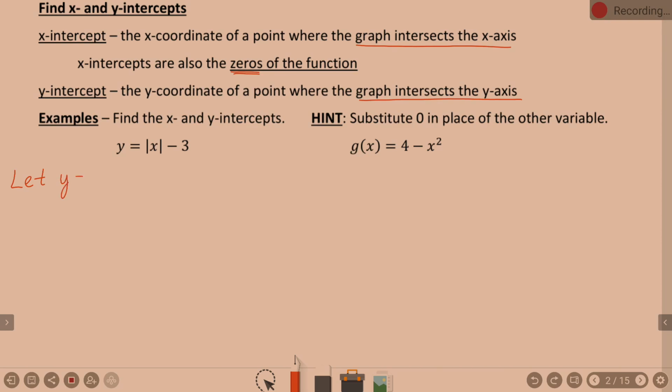The y. So what I'm going to say right here is let y equal 0. That's my first step. I'm going to put 0 in place of this y. It's a basic equation to solve. So now I'm going to write this equation as 0 equals the absolute value of x minus 3. How do I solve for x? Go back to the basics.